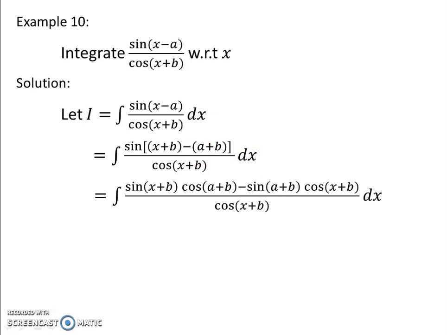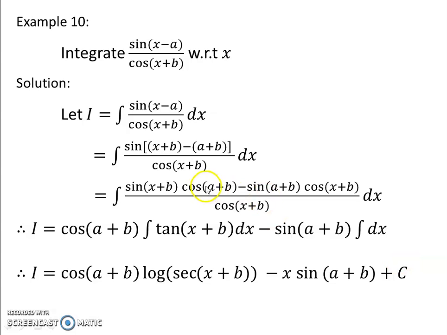Simplifying, we get sin(x + b) cos(a + b) − sin(a + b) cos(x + b), divided by cos(x + b) dx. We will separate out the denominator. Separating the integration, we get I equal to cos(a + b), which does not depend on x, so it will be outside the integration, and sin(a + b), which also does not depend on x, will be outside the integration too. So separating the denominator, we get cos(a + b) times the integration of tan(x + b), because sin(x + b) upon cos(x + b) is tan, minus sin(a + b) times the integration of dx.